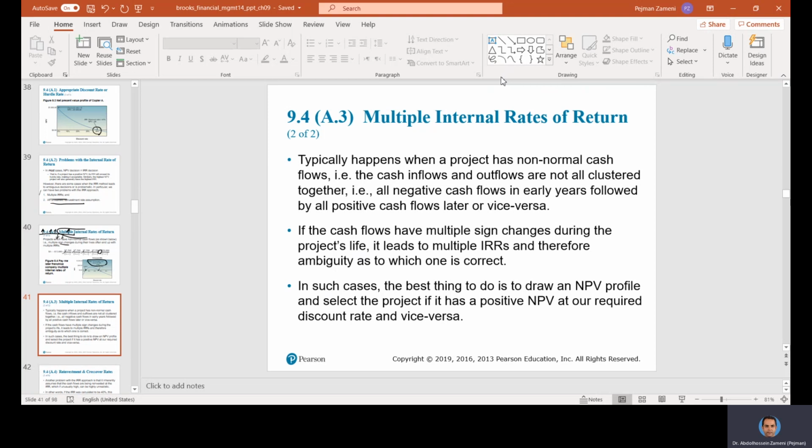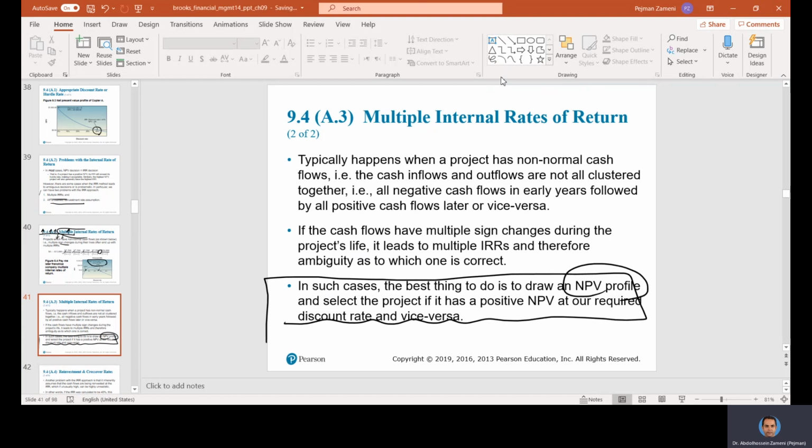In such cases, the best thing to do is to draw an NPV profile and select the project if it has a positive NPV at our required discount rate, and vice versa. We still need to refer to the NPV profile if we have multiple IRRs.